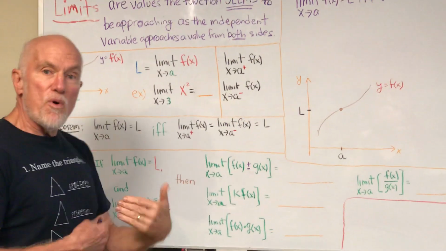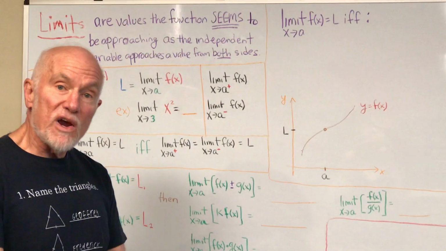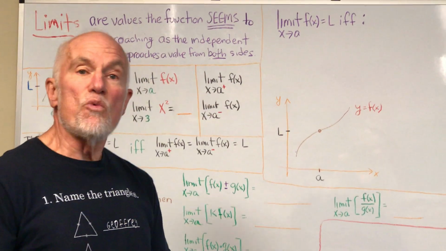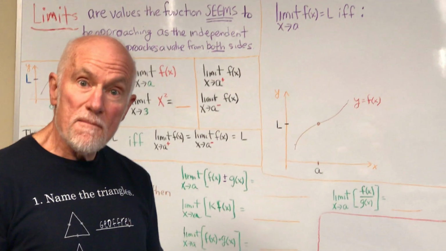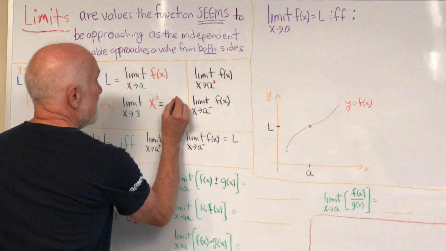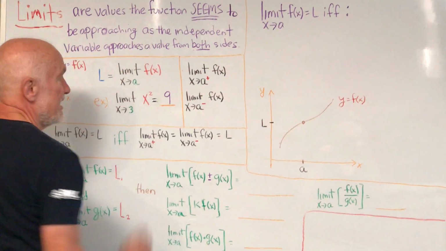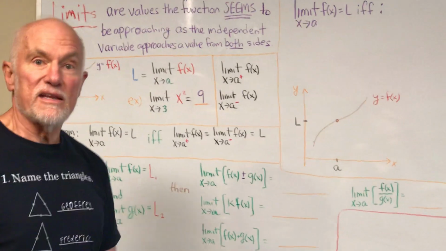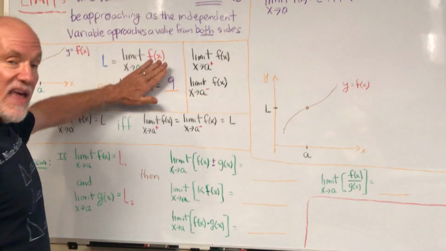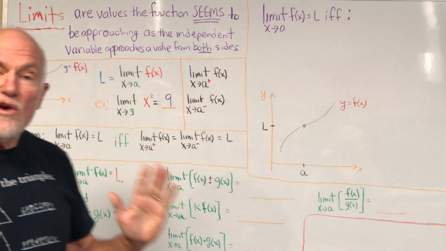So if you took 2.9999 and squared it, or 3.0001 and squared it, what are we going to be getting close to? I bet a lot of you are saying 3 times 3 is 9. And that's exactly right. So, not all limits are going to be that easy, but the idea is very much the same.